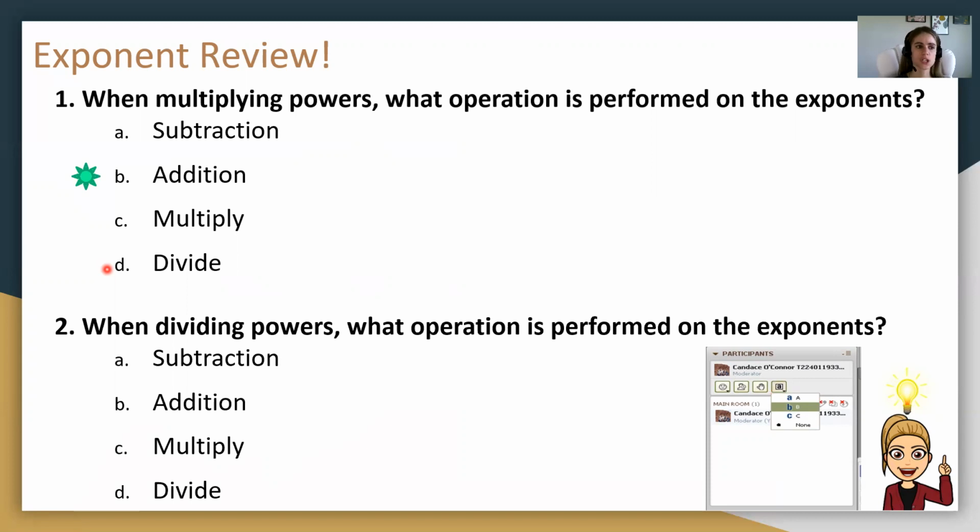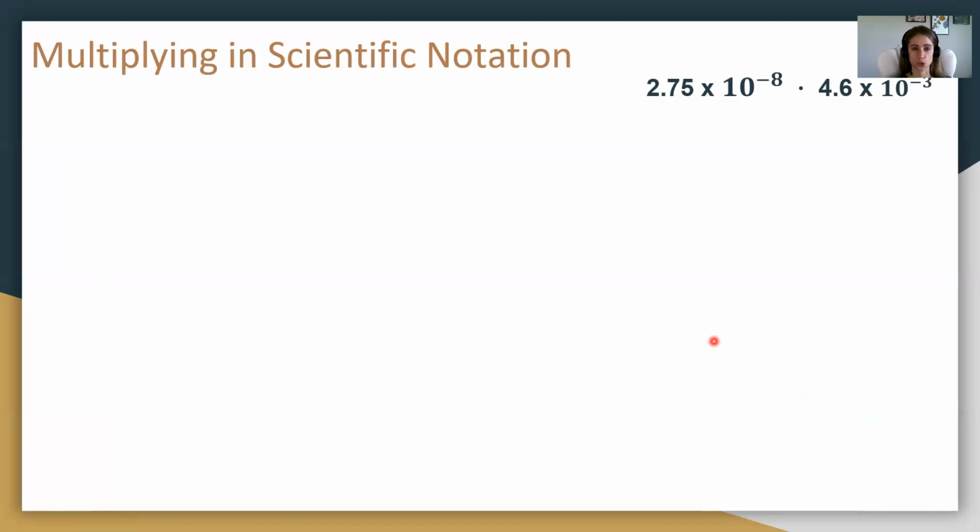All right, same question, only this time we are going to divide the powers. If you're dividing the powers, what operation do you perform on the exponents? With this one, they're very much related. If when we multiply, we add, what do you think we do when we divide? We subtract. All right, now that we've reviewed that, let's get into how we multiply in scientific notation.